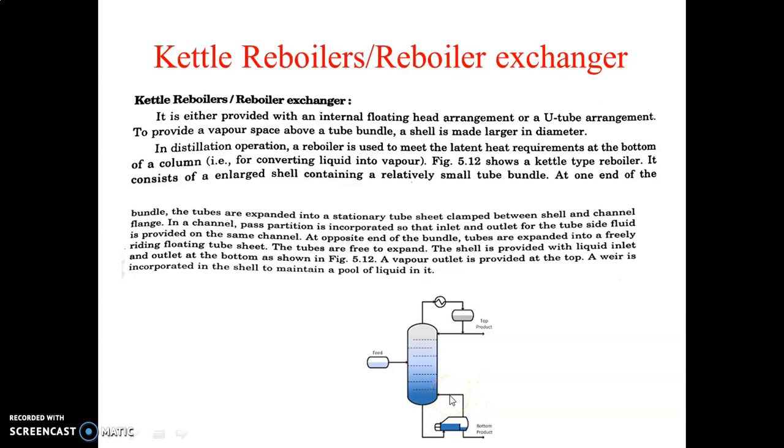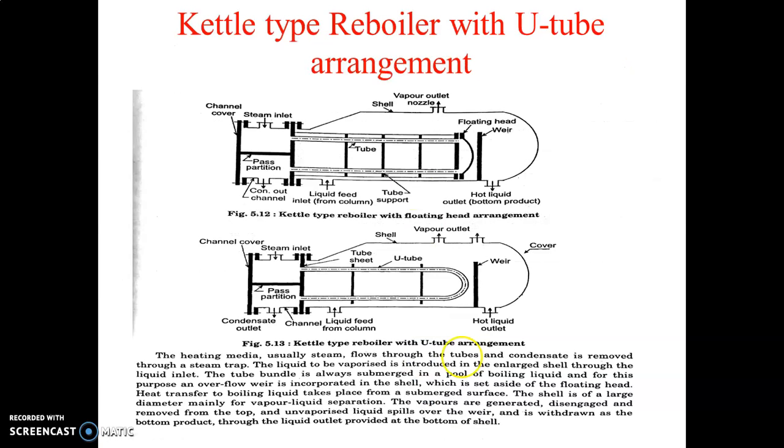Okay, so first we will discuss figure 5.12 and then 5.13. The working of both figures is the same; the construction is slightly different. In this case, first the floating head arrangement consists of an enlarged shell containing a small tube bundle. So this is the small tube bundle.